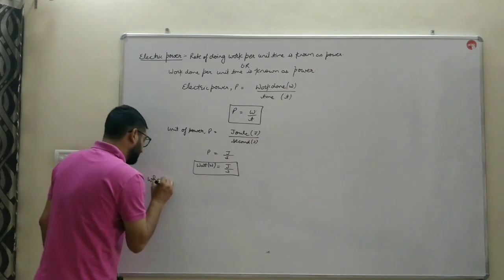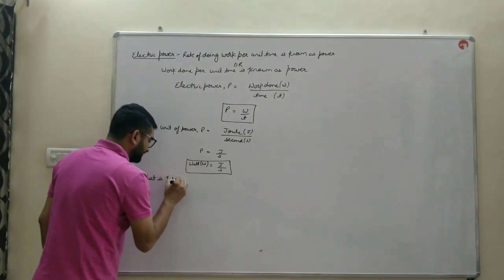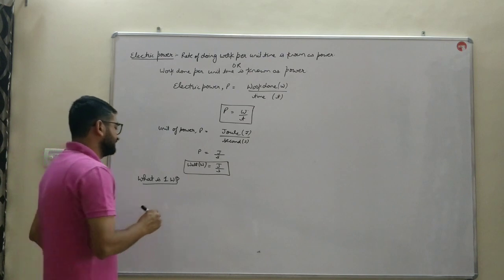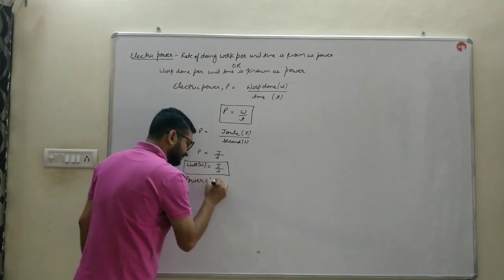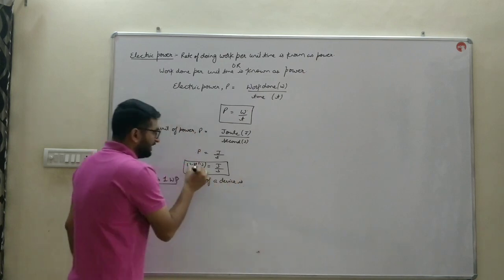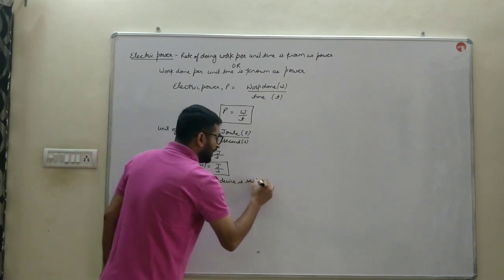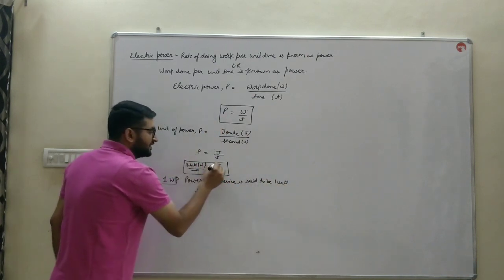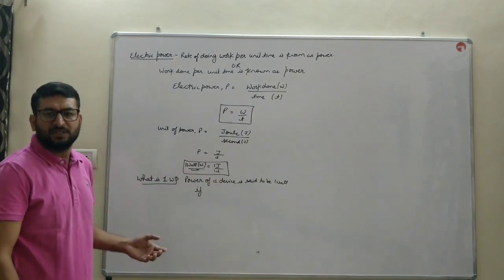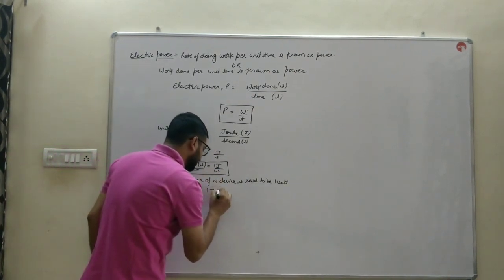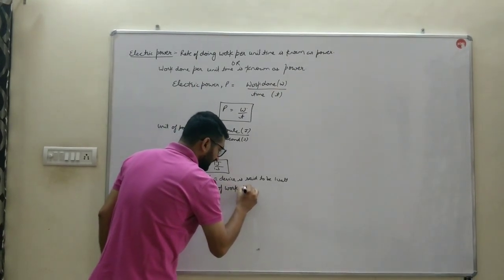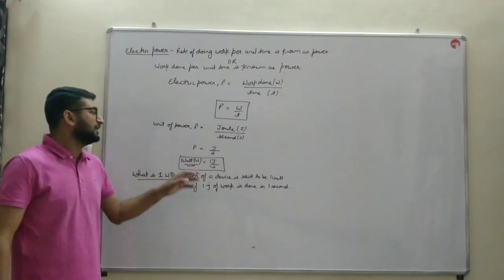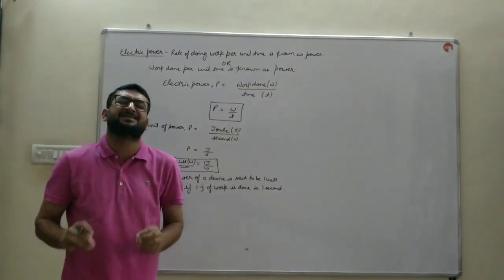Now, what is 1 watt? Or you can say, define the unit of power. Power of a device is said to be 1 watt if, well, it would be 1 if this would be 1 joule and this would be 1 second. If 1 joule of work is done in 1 second. Or you can say if 1 joule of energy is consumed by that device in 1 second.